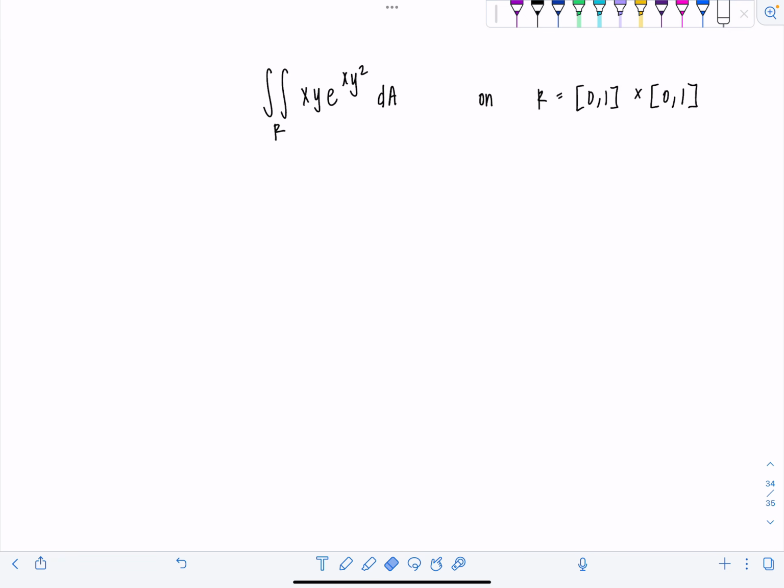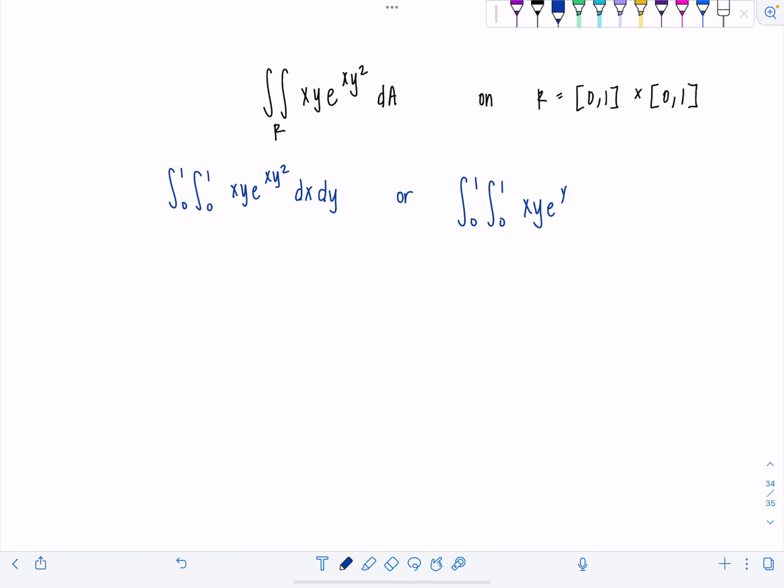So the crux of the problem comes down to determining which order of integration is best. What's nice is the limits are both from 0 to 1. We have xy e to the xy squared. Do I want to integrate that with respect to x first and then y, or do I just want to go the other way around? xy e to the xy squared dy and then dx.